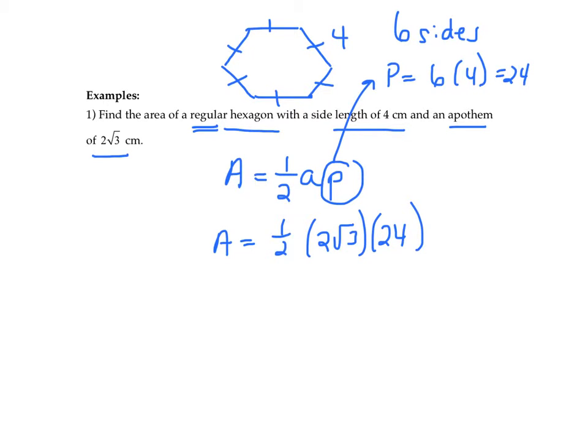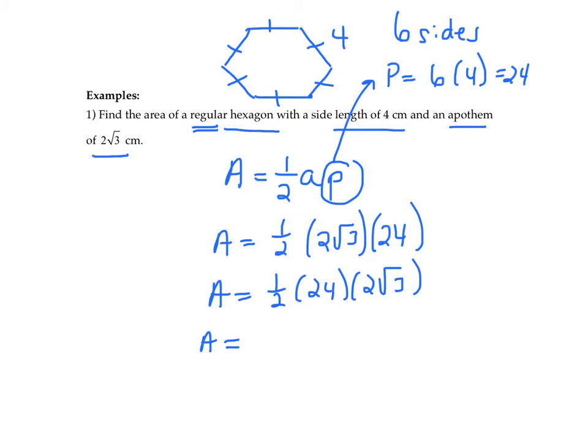Okay, plug that into our formula in place of P. And then we're going to actually simplify this. Remember that in math, if you're doing multiplication, you can change up the order and it won't affect your answer at all. So instead of writing this as 1/2 times 2 square root of 3 times 24, let's take 1/2 of 24 and then multiply it by 2 square root of 3. You don't have to do this, but just thought it might be helpful.